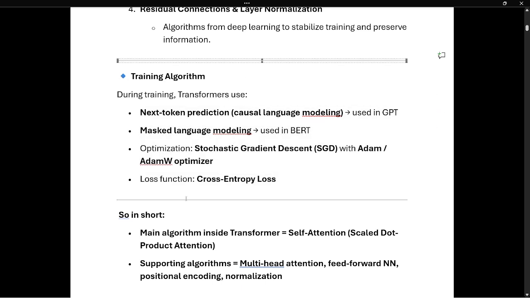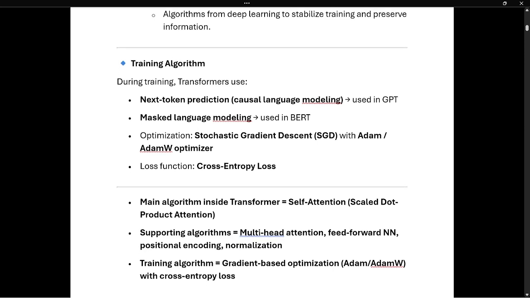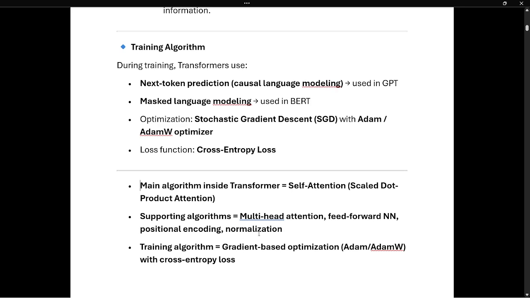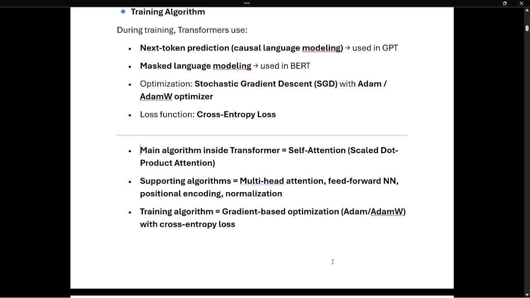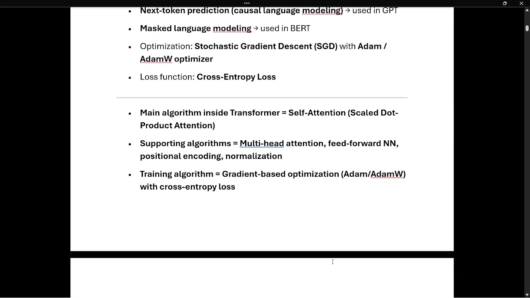So in short, the main algorithm inside the transformer is self-attention, that is scaled dot product attention. Apart from that we have supporting algorithms like multi-head attention, feed-forward network, positional encoding and normalization. And we have training algorithms like gradient-based optimization, Adam or AdamW, with cross entropy loss. So these are the things that help to train our LLM model.